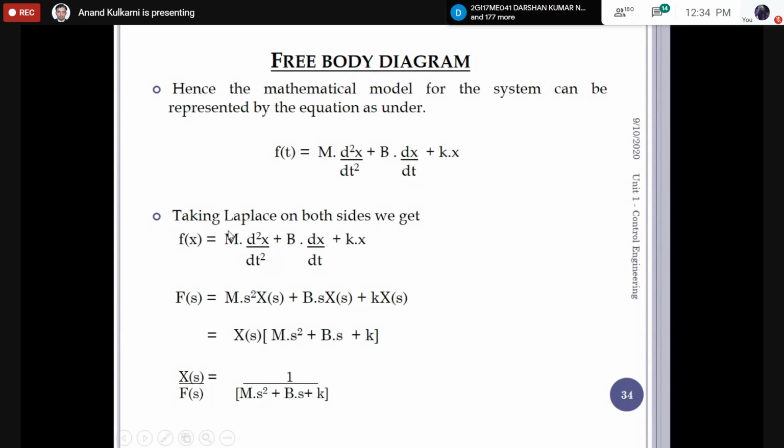But here, mass is not depending on time, friction is not depending on time, stiffness is also not depending on time. So time here is the independent variable. So it is time invariant. And at the same time, this is a linear system. Suppose it is a non-linear system, here I will put a bracket, m into d square x by dt square, and the whole bracket raised to square or cube. Like that, I will give the example of a non-linear equation.